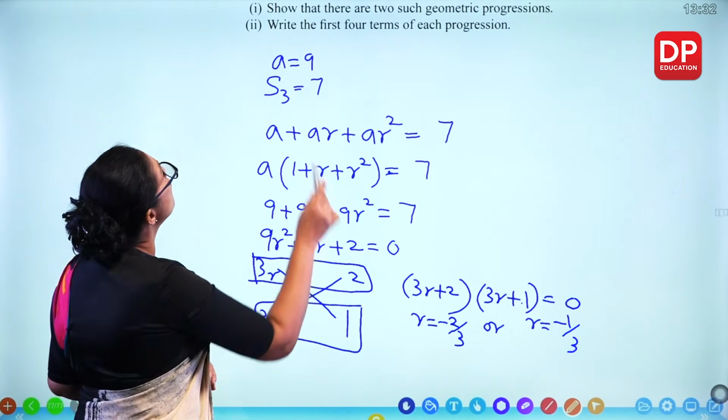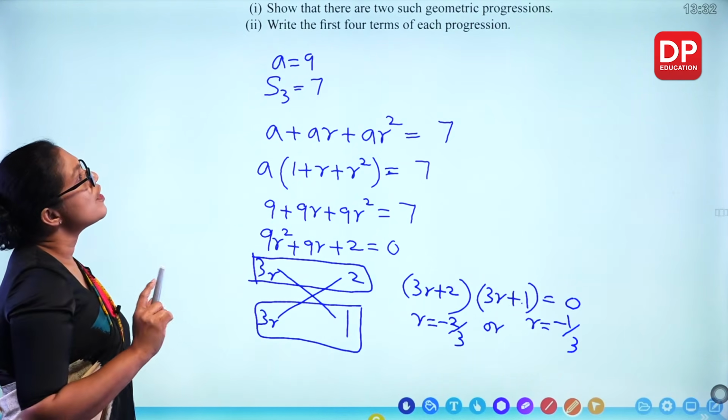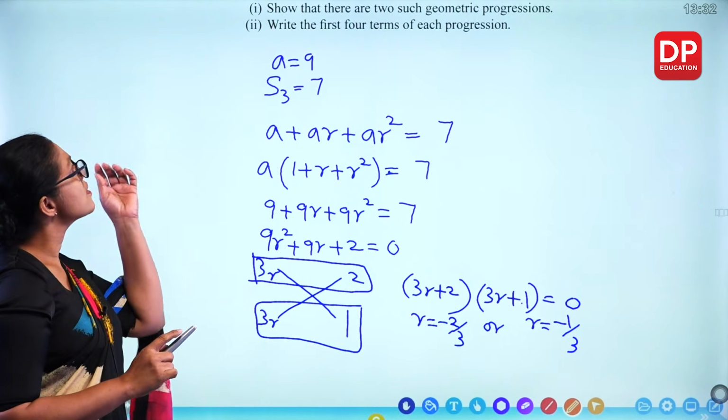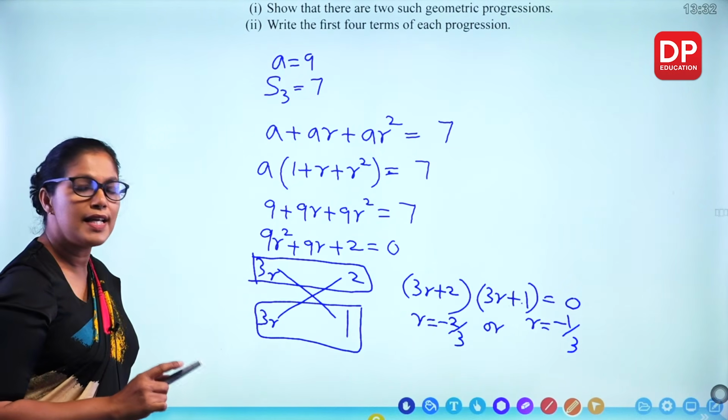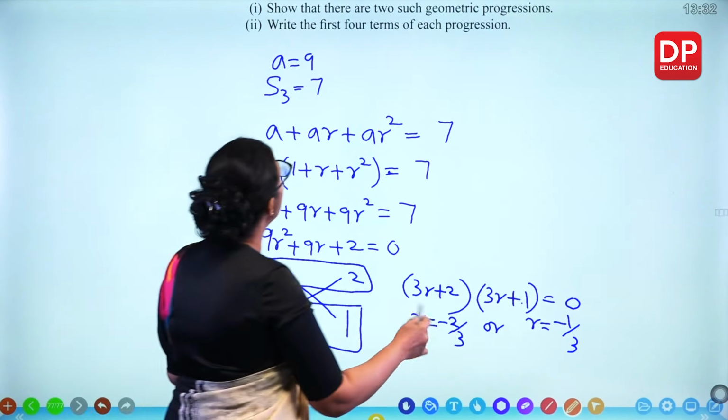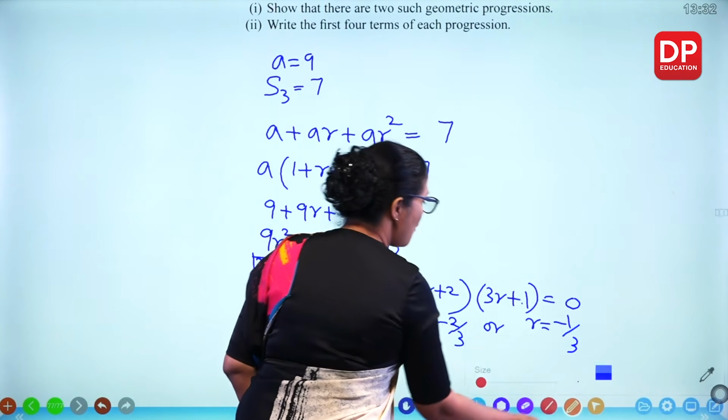So here we showed that there are 2 such geometric progressions. Write the first 4 terms of each progression. Now we found out the R value. Now we'll substitute.